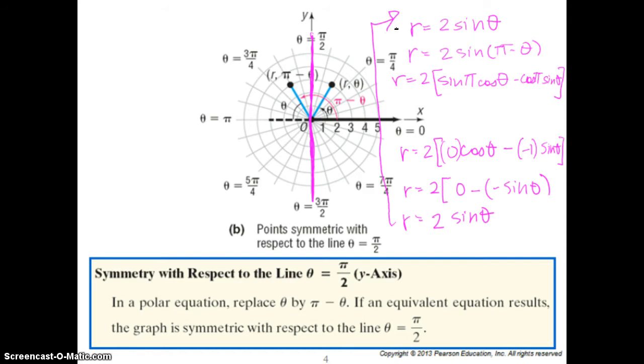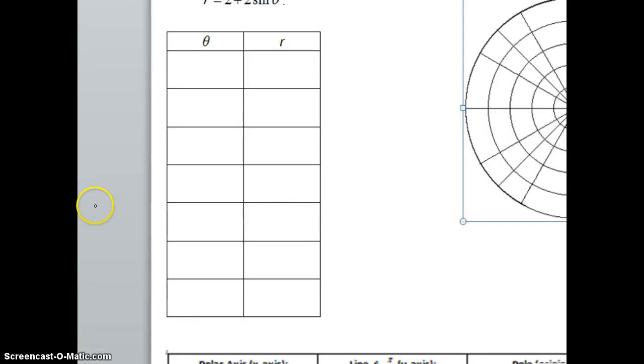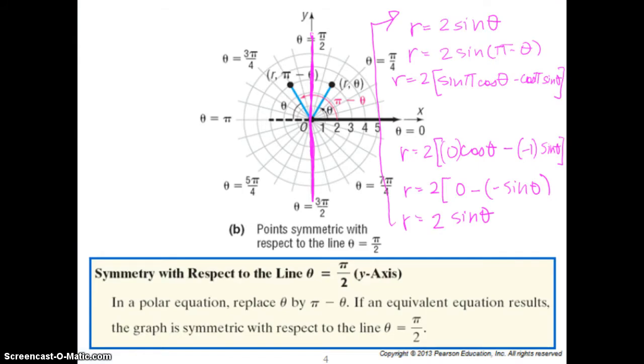So because of this, this graph is symmetrical with respect to the y-axis. So that means anytime you plot a point in quadrant 1, you can reflect it into quadrant 2. So it really does help.